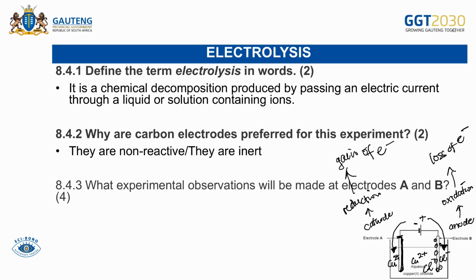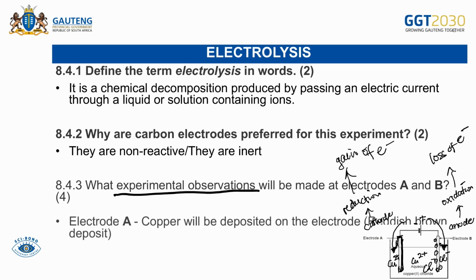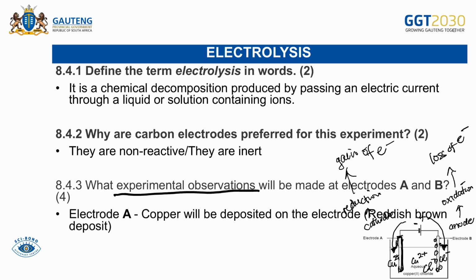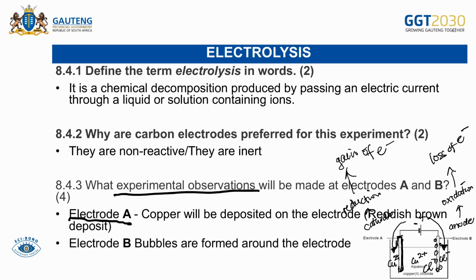So when the question asks what experimental observations, what is it that you will see? On electrode A, you will see a reddish deposit. That is why we said copper is deposited on the electrode, the reddish-brown on electrode A. And then on electrode B, bubbles will be formed around the electrode. There are our bubbles over there.